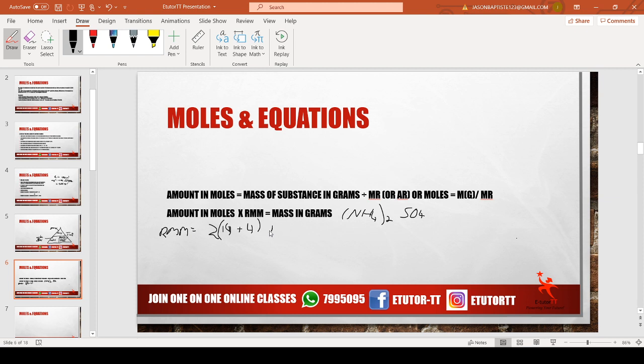Then we have plus 32 for sulfur, plus 16 by 4. Let's see if we work that out. 132, that is correct. 132. We'll give the moles for this one as 2.5. What is the amount in grams? Mass equals what? Let me see if we can come up with an answer.